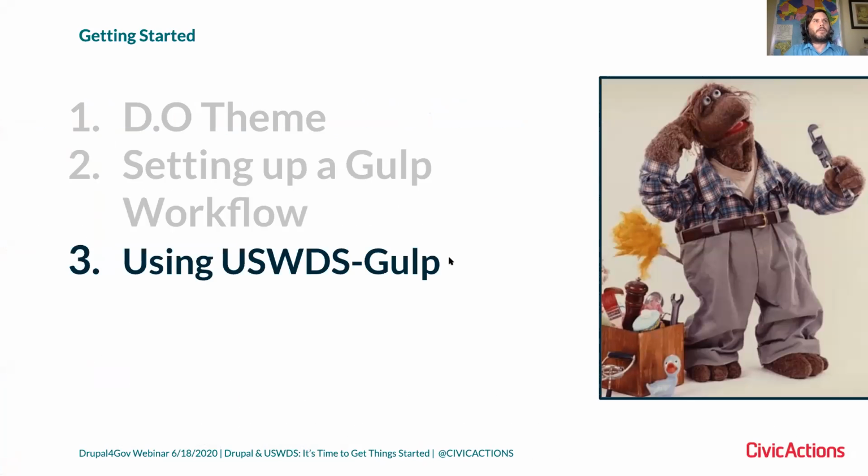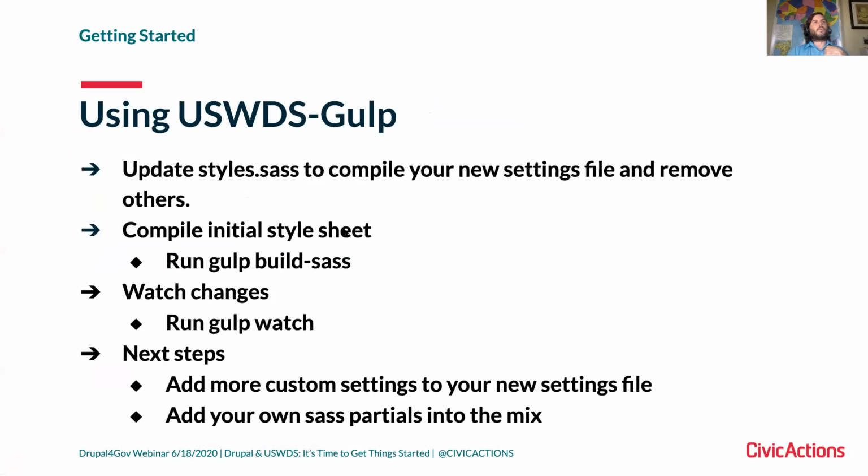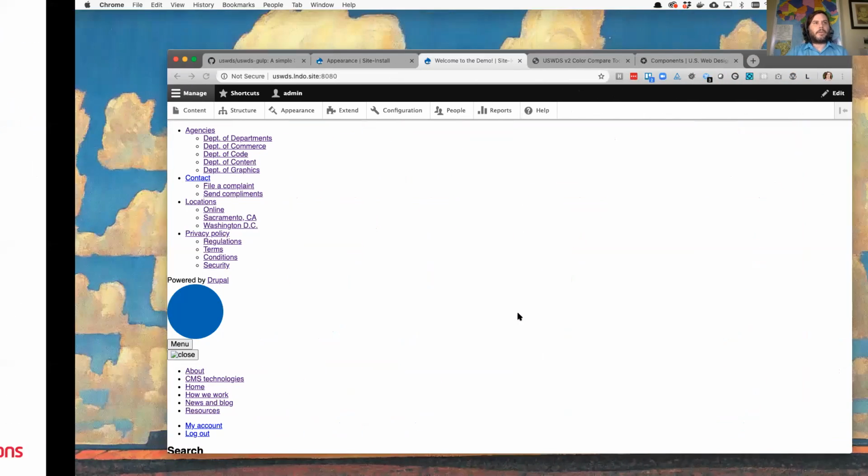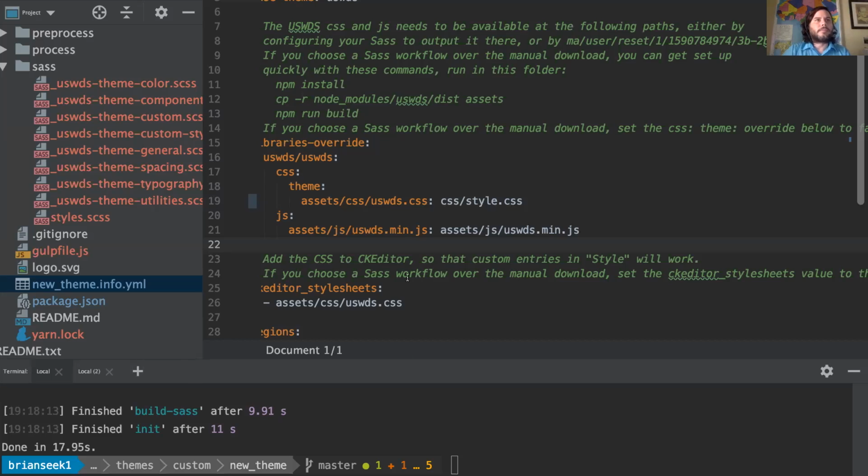All right, so using USWDS gulp. Okay, we're going to update the styles.scss partial to compile our new settings file and remove the others. We're going to compile that initial style sheet with gulp build sass. I'm going to show you how you can watch changes, and then we'll get into the next steps. So let's take a look here.